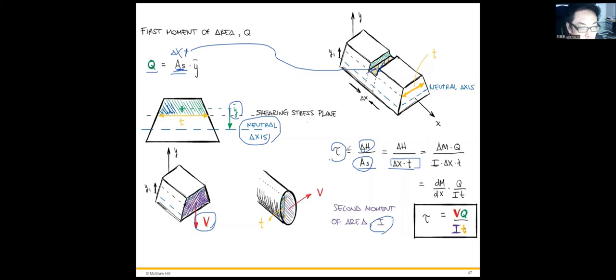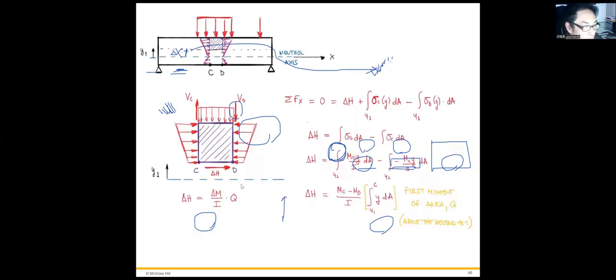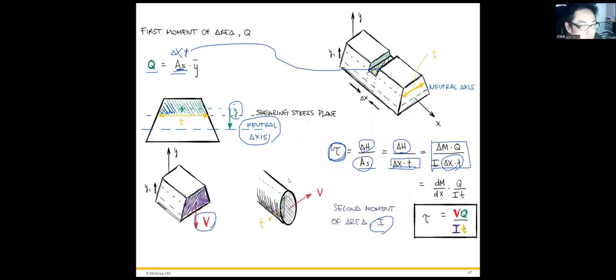So we can convert this shear stress, also called the transverse shear, which equals the shear force divided by the AS, and equals delta M times Q over I times delta X times T. From the previous slide, we already know that delta H equals delta M over I times Q. So here we can replace this term for delta H, and rearrange it to get this term.